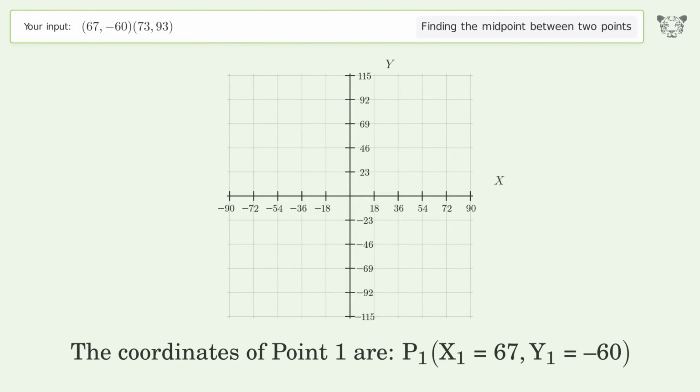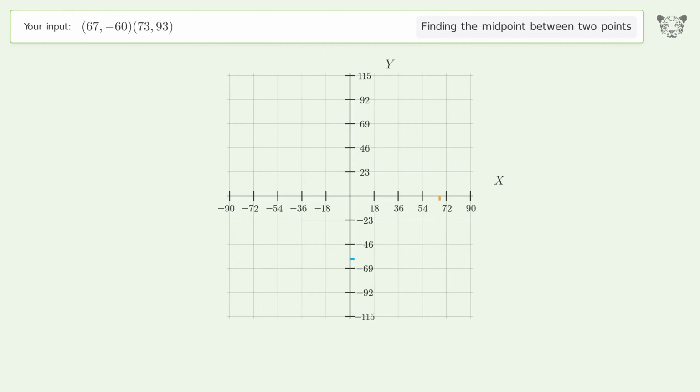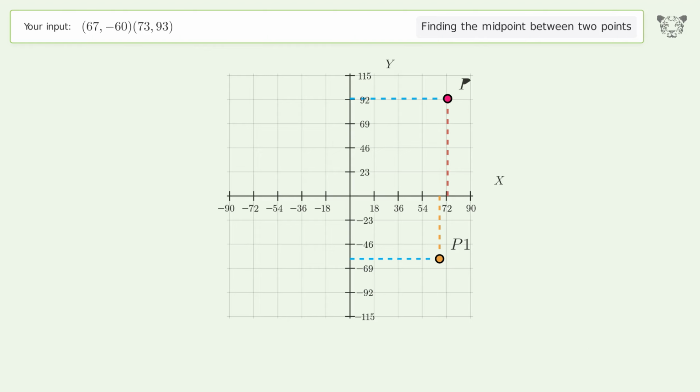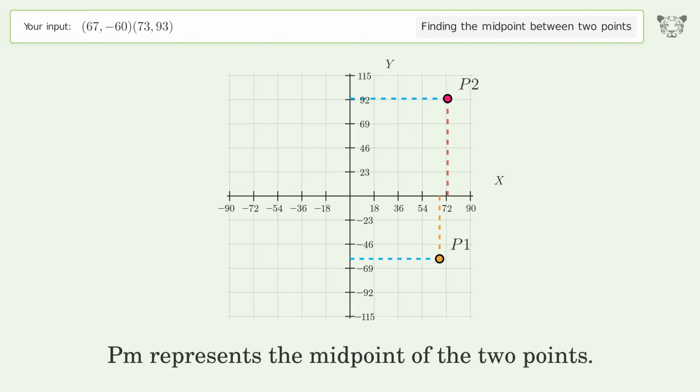The coordinates of point 1 are x1 equals 67, y1 equals negative 60. The coordinates of point 2 are x2 equals 73, y2 equals 93. PM represents the midpoint of the 2 points.